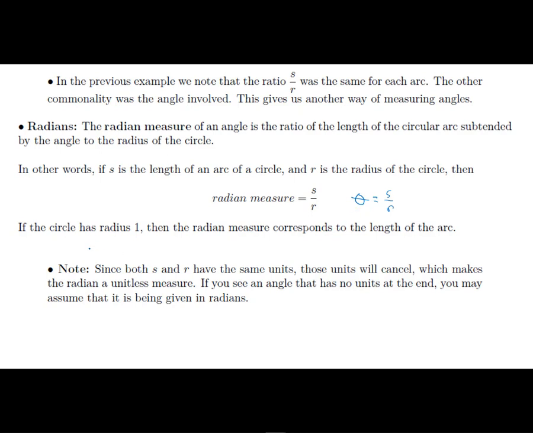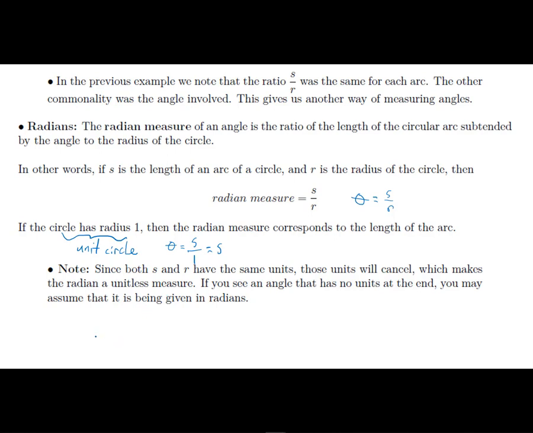Now, a couple of things that are noteworthy. First of all, if the circle that we're measuring the angle on happens to have a radius of 1, we call this type of a circle a unit circle, then in the formula there, r is just 1. So in such cases, the radian measure of the angle and the arc length are exactly the same thing. We will be looking at unit circles quite a bit in this class, so that's why I note that here.